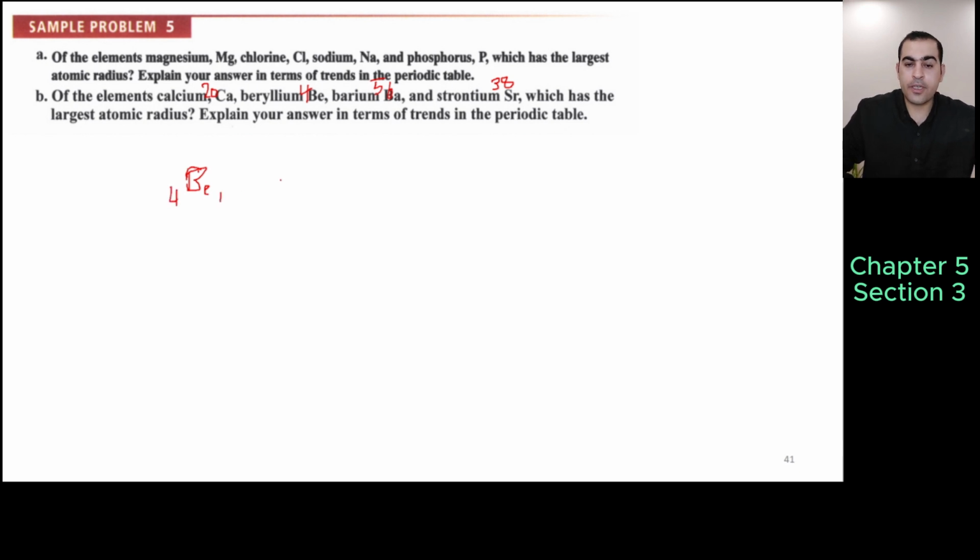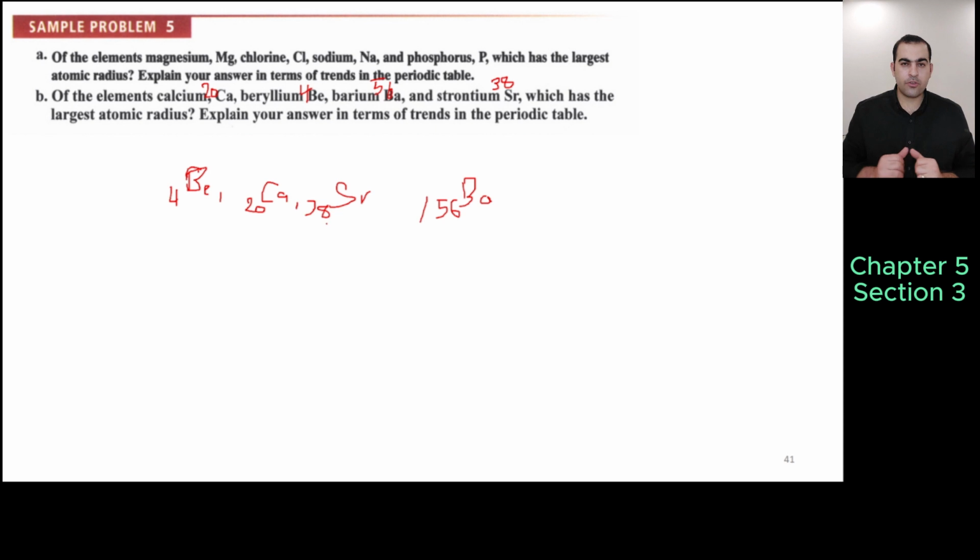After beryllium, calcium, 20. After calcium, what comes next? Strontium, 38. After strontium, then barium, 56. We have ordered according to increasing atomic number.